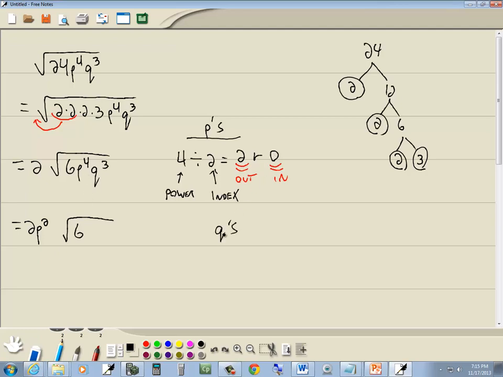So let's take a look at the q's. We're going to take our power, which is 3, divided by our index, which is still 2. And we'll do old style division here. This gives us 1 with a remainder of 1. This says how many q's come out. This says how many q's stay in. So we're going to have 1 q come out, and we'll have 1 q stay in.